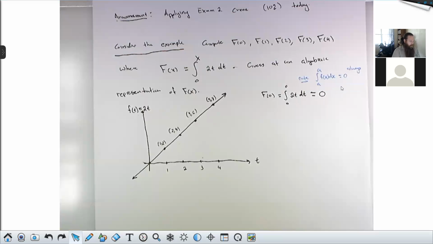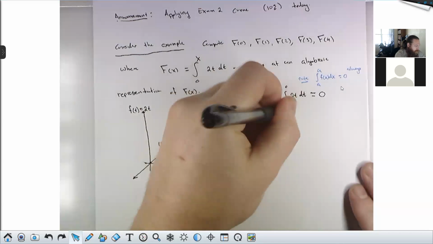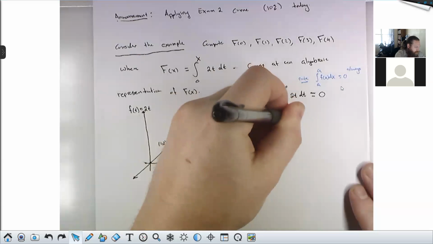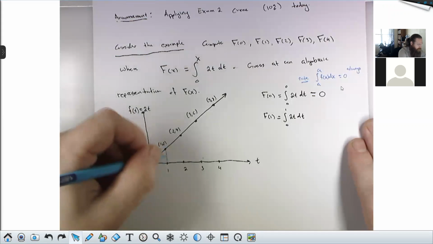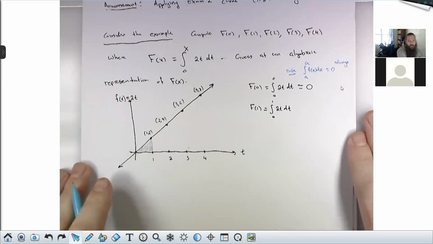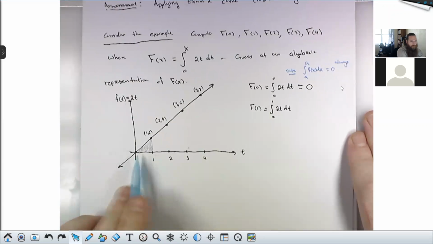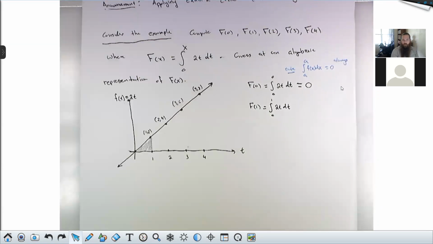This gets more fun though as we start computing F of 1, F of 2, F of 3. So let's just do that. F of 1. This would be the integral from 0 to 1 of 2t dt. So that is, if I come over here, that's this area, right? The integral from 0 to 1. So it's the area bounded by f of t equals 2t from 0 to 1. That's this little triangular region. And the reason I chose this function is because these will all be little triangular regions, so their areas will all be easy to compute.